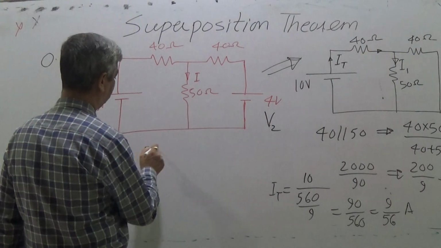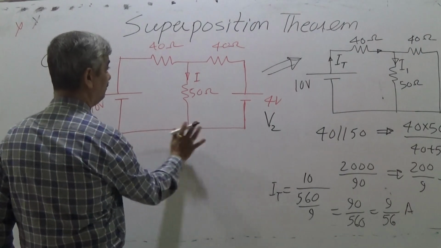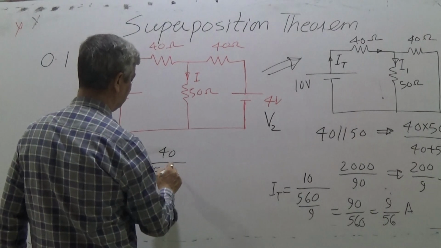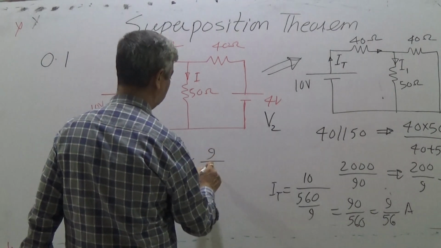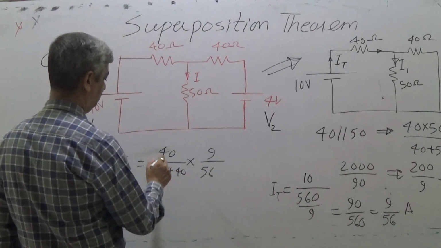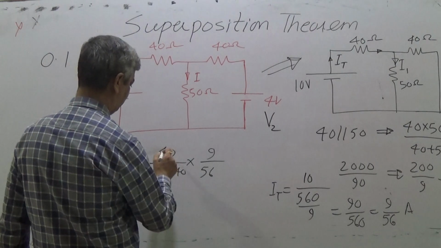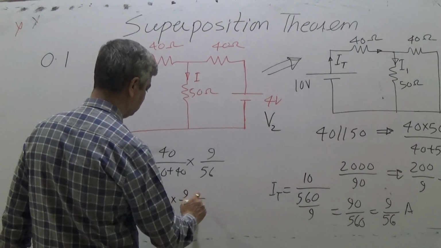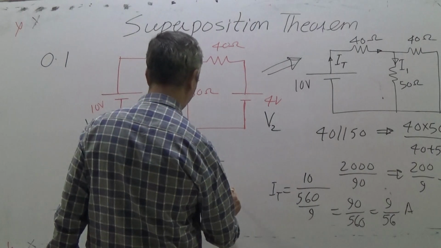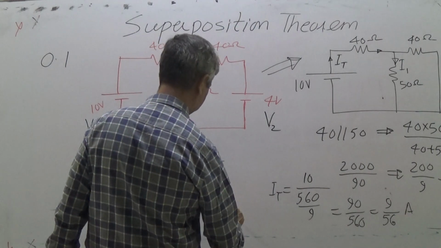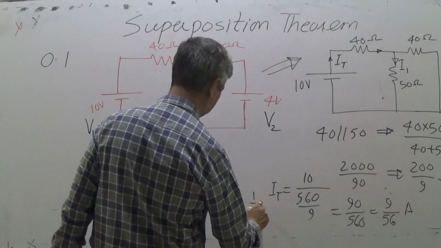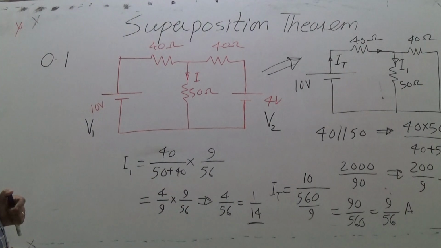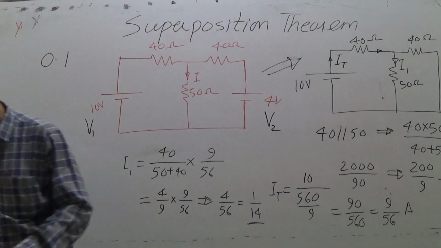So the current I1 would be 40 upon 50 plus 40 into 9 upon 56, that is equal to 4 by 9 into 9 by 56, that is equal to, 9 gets cancelled, 4 upon 56, that is 1 upon 14. When the 10 volt voltage source is active, the current would be 1 upon 14.